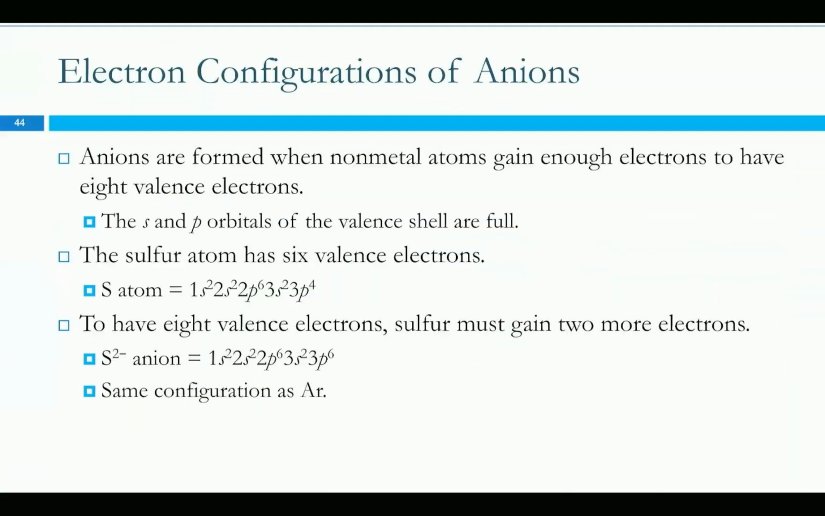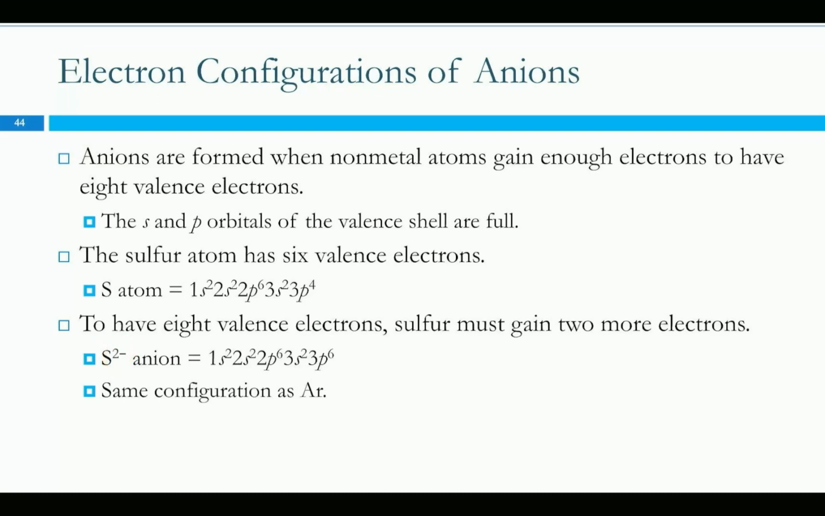So those are why those are useful ones to memorize. Oh, and this is, I already talked about this, but anions are formed when nonmetal atoms gain enough electrons to have 8 valence electrons. So I showed you with fluorine how it gains 1 electron to have the same configuration as neon. Sulfur wants to have the same configuration as argon because that's the closest noble gas. So it gains 2 more electrons, and that's why it forms a 2- ion.